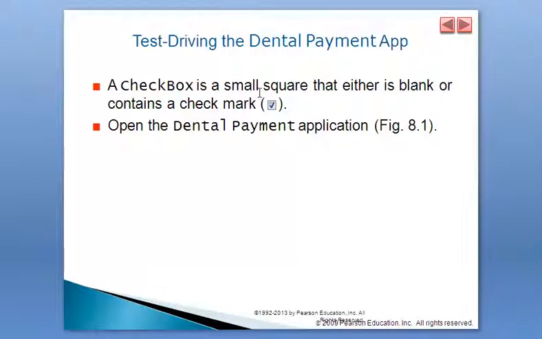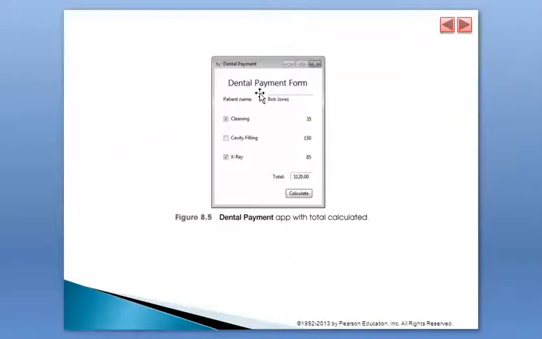Since in the first part of the chapter they are talking about checkboxes, this is a small square that we're gonna put a check. So this is gonna be the check or uncheck, which is gonna mean it is true or false. Okay, so this is on figure 8.5. They show a possible example of using the form. So you see cleaning and x-ray are checked, so the total is 120, and then as a name.